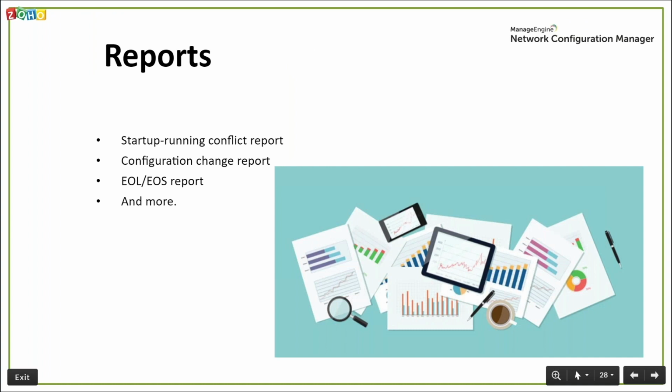Moving on to reports. Network Configuration Manager provides reports on almost all the configuration activity which happens in your network. Not just that, it gives you an option to create your own customizable reports with your own columns and rows. Some of the important reports are the startup running conflict report, configuration change report, EOL report, and much more.